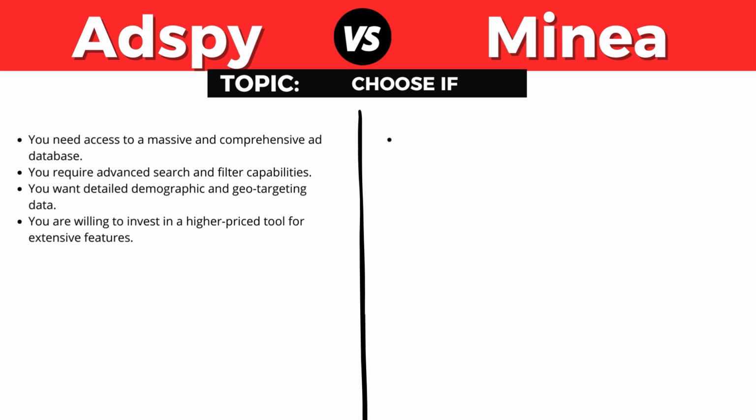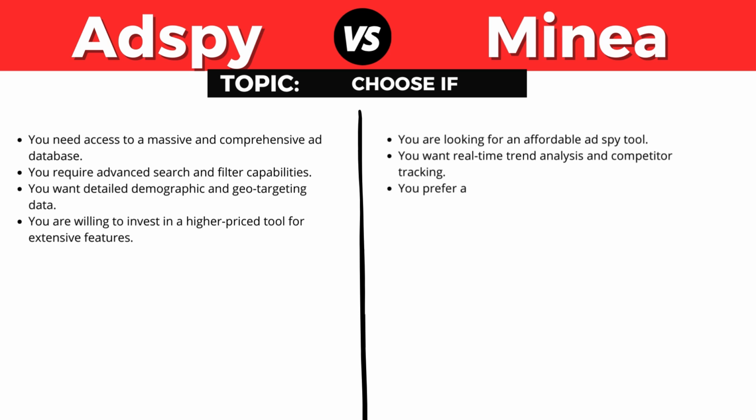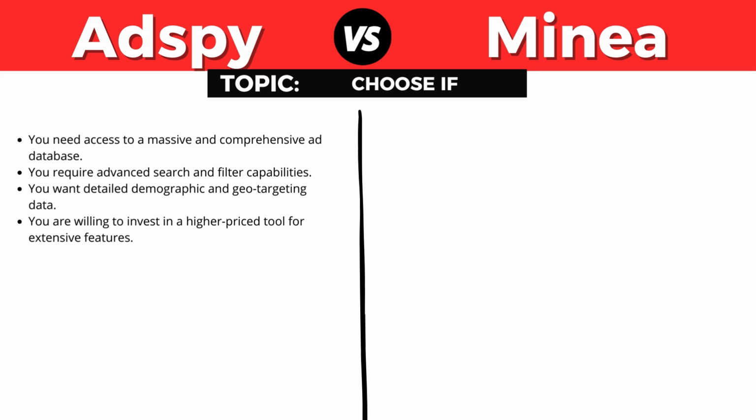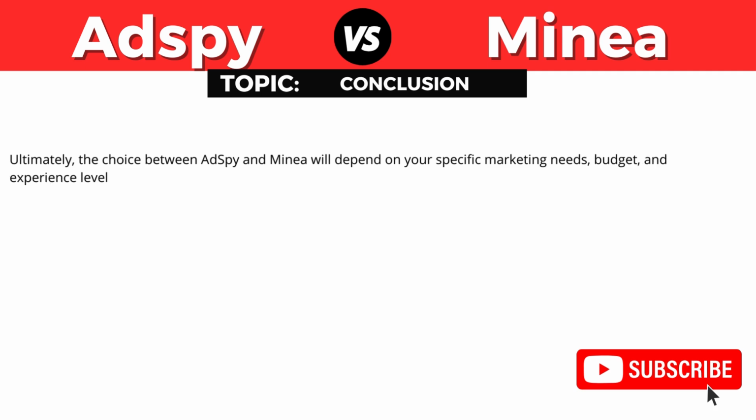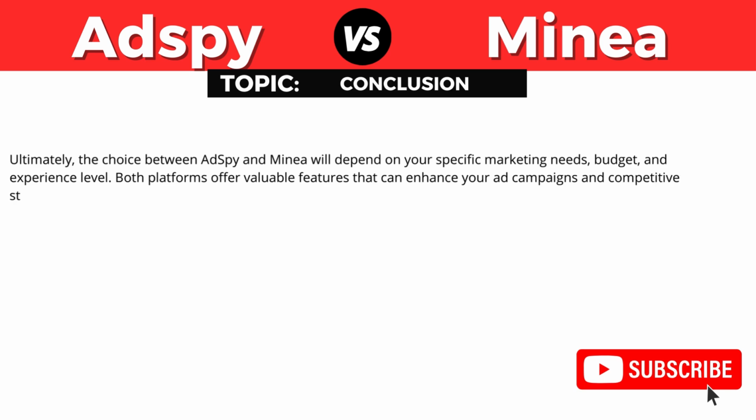Well, on the other hand, you have to choose Minea if you are looking for an affordable ad spy tool, if you want real-time trend analysis and competitor tracking, and you want a user-friendly interface, and you are starting out or have a limited budget. Okay, the ultimate choice between Adspy and Minea will depend on your specific marketing needs, budget and experience level, of course. Both platforms offer valuable features that can enhance your ad campaigns and competitive strategy.